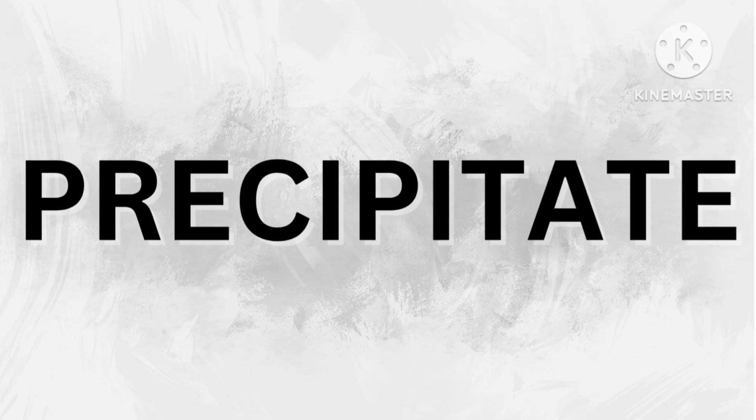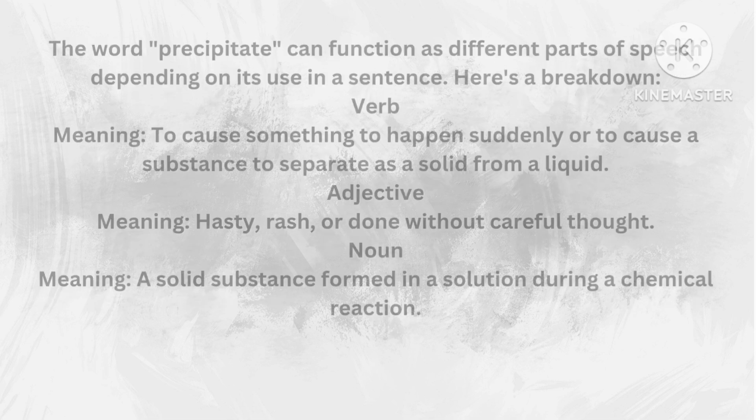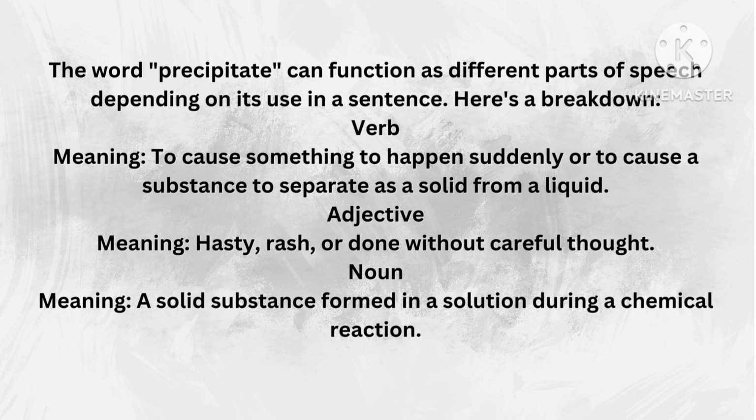Let's pronounce this word: precipitate. Precipitate. The word precipitate can function as different parts of speech, depending on its use in a sentence. Here's a breakdown. As a verb, its meaning is to cause something to happen suddenly, or to cause a substance to separate as a solid from a liquid.